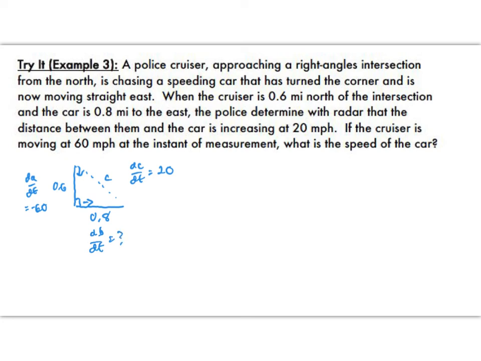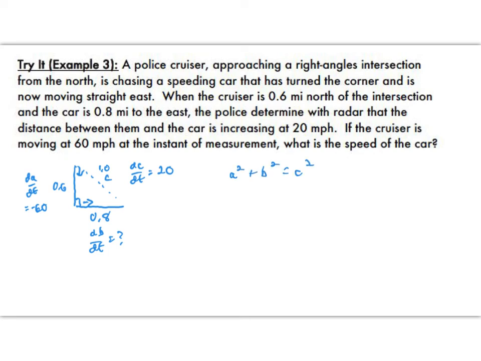But lucky for us, we can pretty well equate these things. By the way, another 6, 8, 10 right triangle here, so this c distance is 1.0 miles at this particular moment where we've got our snapshot. So if we've got all of our measurements and 2 of our 3 rates, then we can solve for the third rate pretty easily. So let's go ahead and do a squared plus b squared equals c squared.